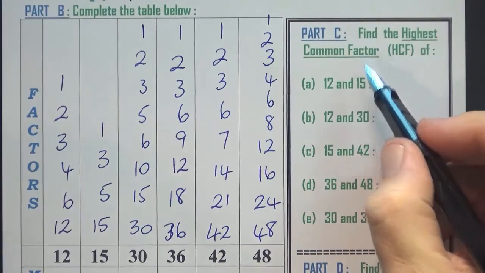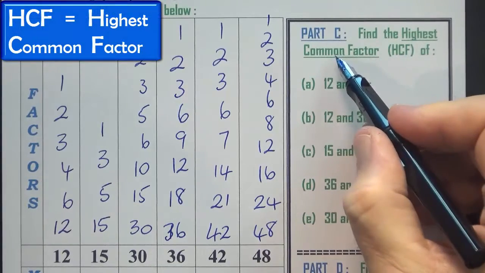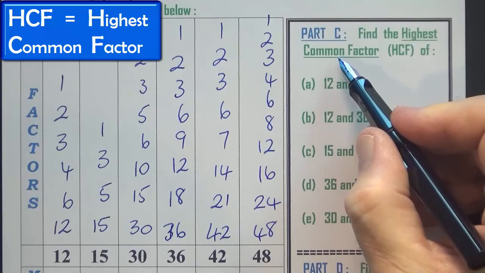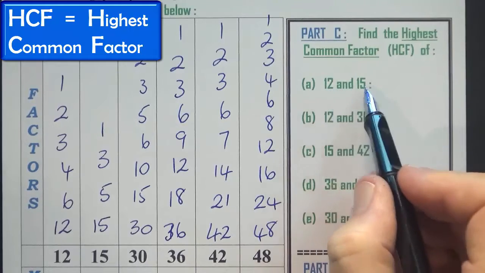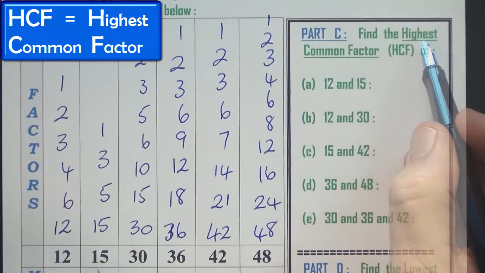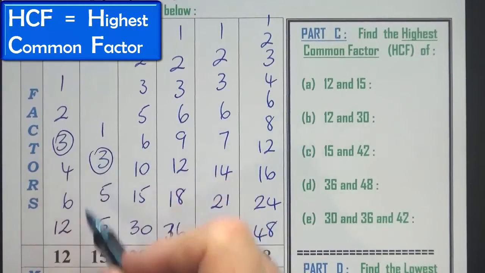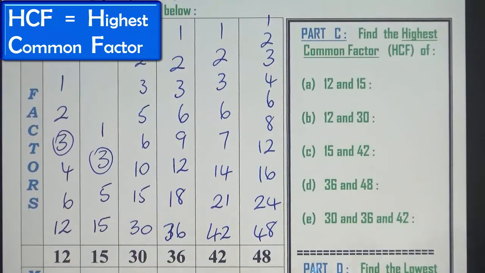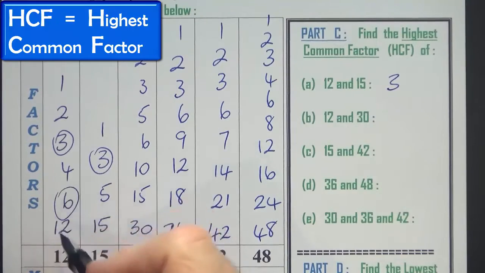Now in part C, we are finding the highest common factor. Common means shared. So we're talking about a factor that these two numbers, say 12 and 15, share. And we want the highest one they share. We can see that the highest one they share is 3. So that's the HCF. When we look at 12 and 30, we can see that the highest one that they share is 6.